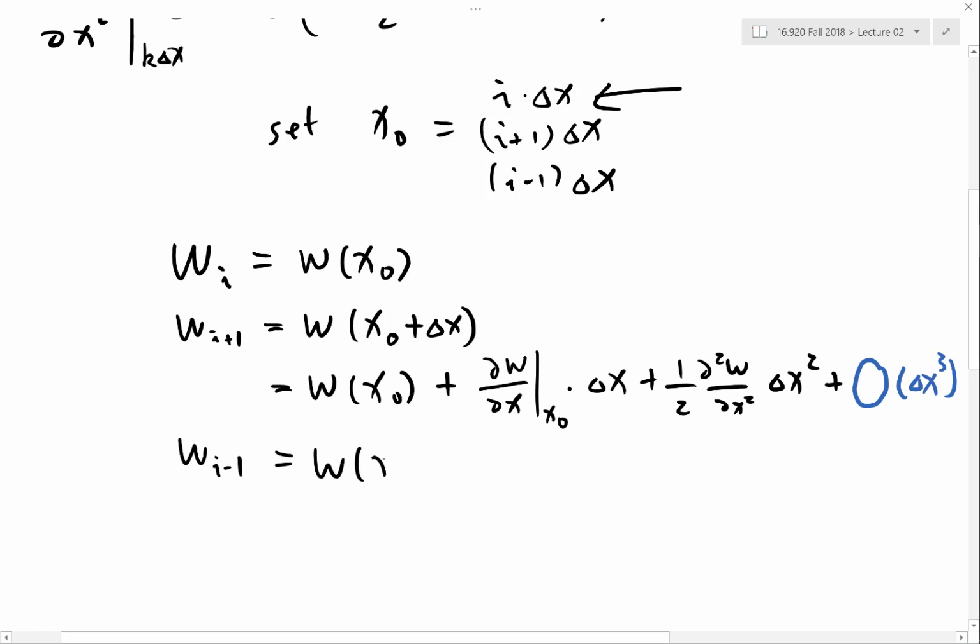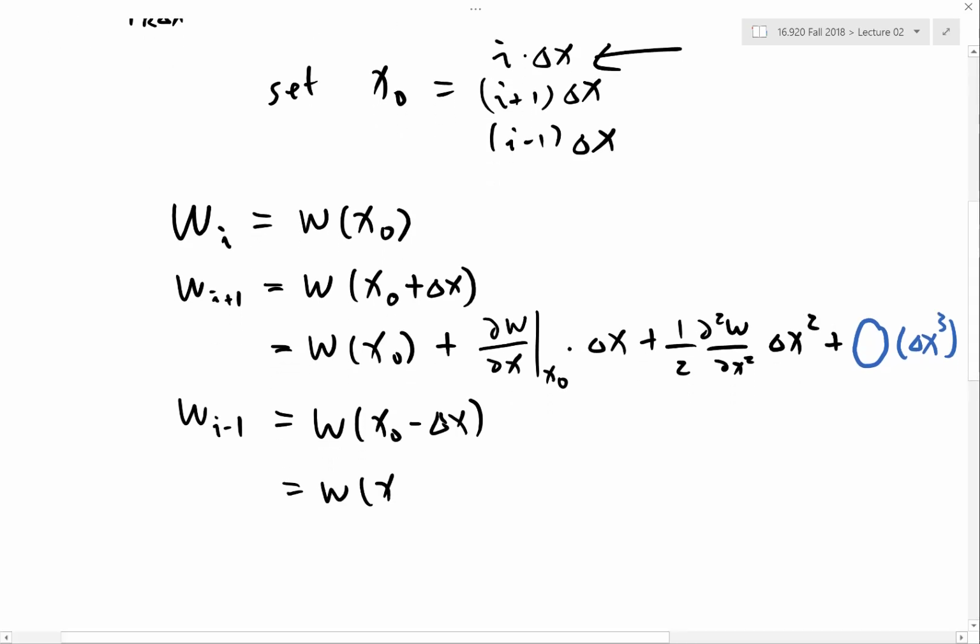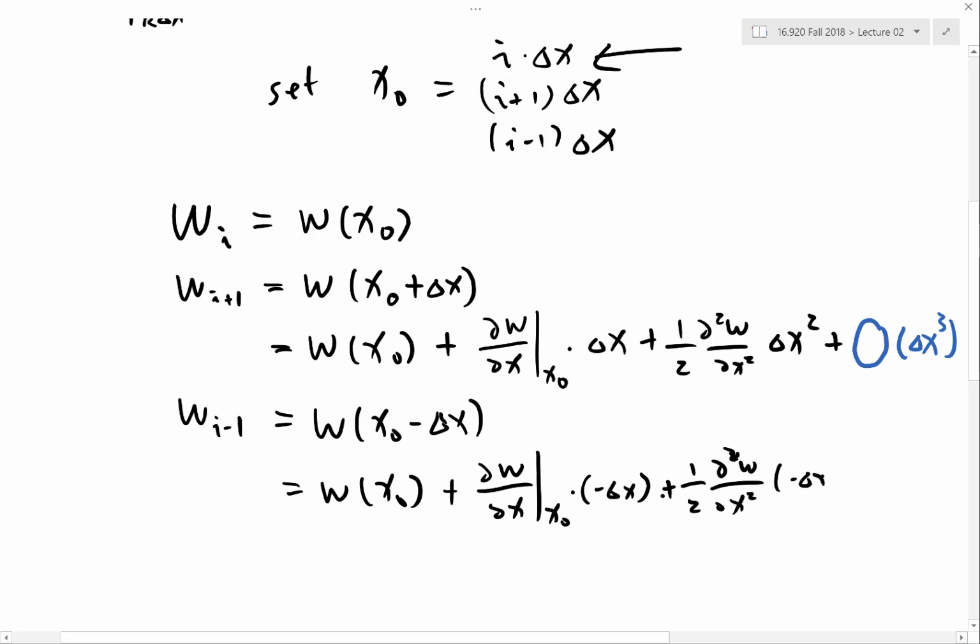Wi minus 1 is very similar, but the location is different. Instead of plus delta x, we always have minus delta x. So we can copy what we have above, but everywhere we have delta x, we substitute minus delta x. Things that are proportional to delta x cubed are also proportional to minus delta x cubed, so we'll just keep it there.